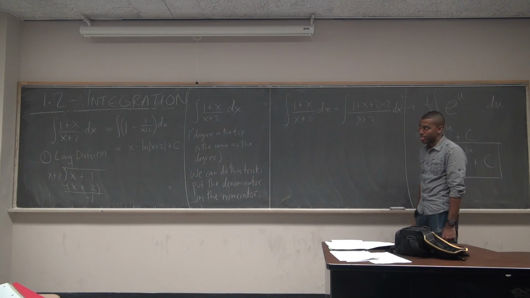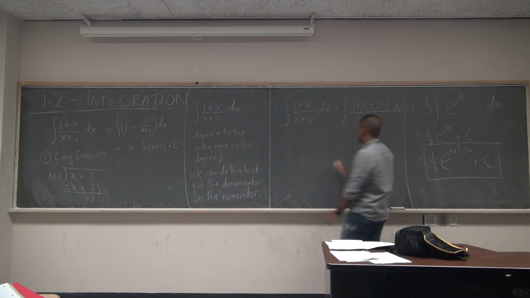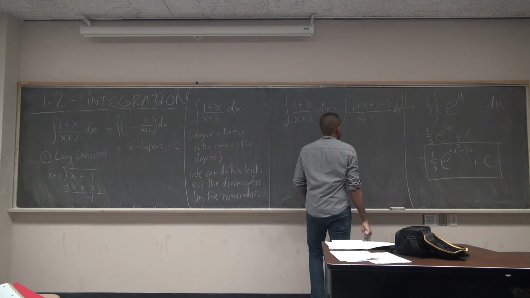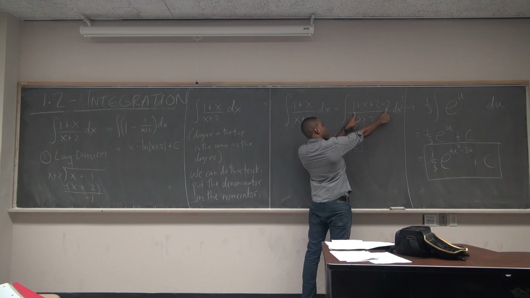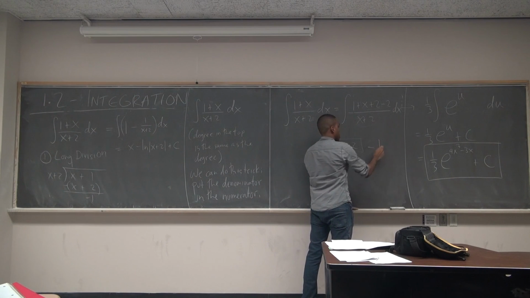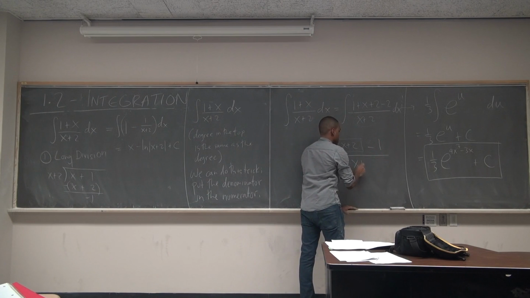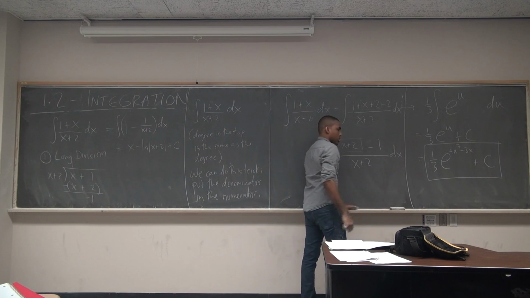Why did I do that? Let's see. This x plus 2, let's leave it here. X plus 2, right? That's that guy. What is 1 minus 2? -1. -1 gets left over. Do you see what to do now?